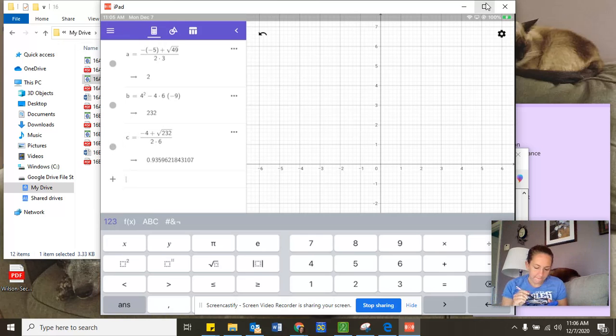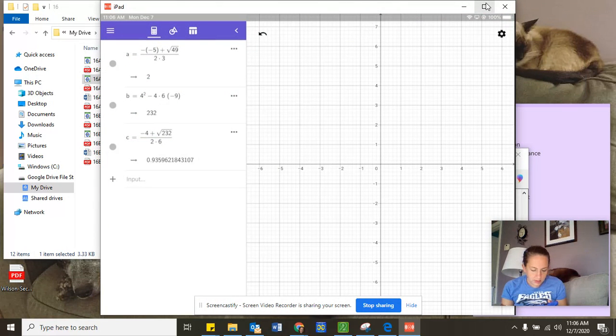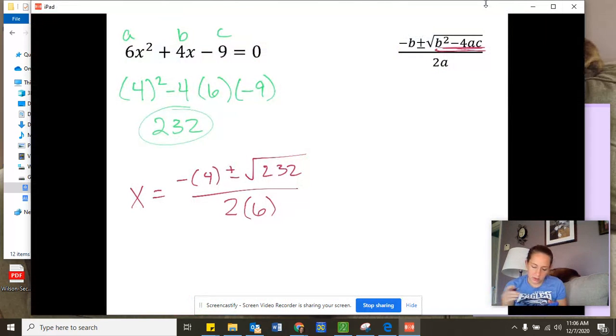Enter. Now, I get this long decimal answer. So I didn't even look at what it was. 0.935. Now, as of right now, we're just going to be writing these decimal answers. Eventually, we'll move on to radicals, where you can learn how to break down the radicals. But seeing as how we only have 2 weeks, we don't really have the time to get into that now.